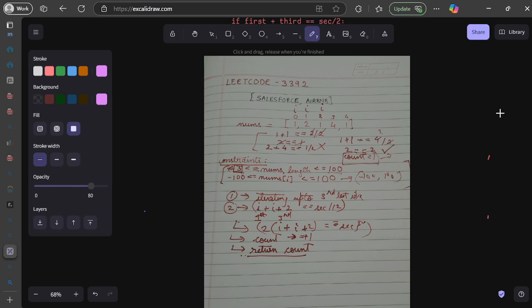Let's start this Leetcode 3390 problem. Easy mark in our noob to pro series. It's asked in Salesforce and Airbnb as a telephonic round question.